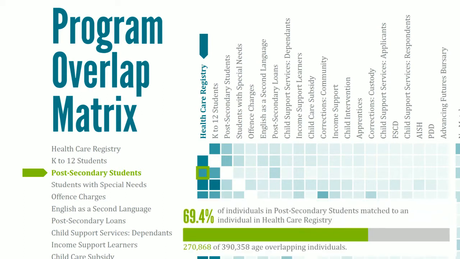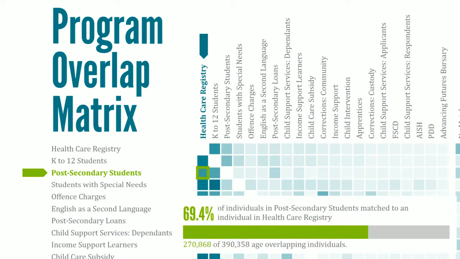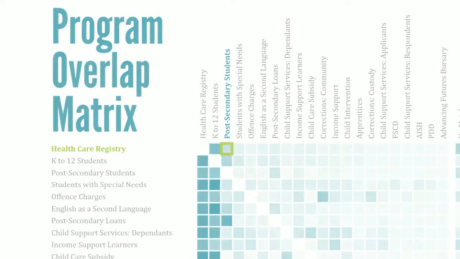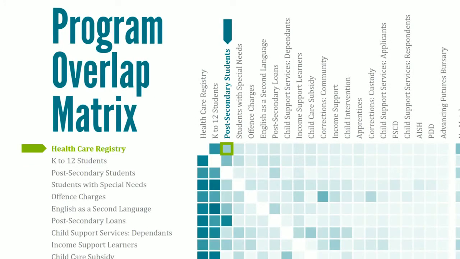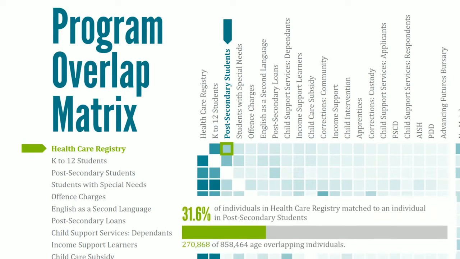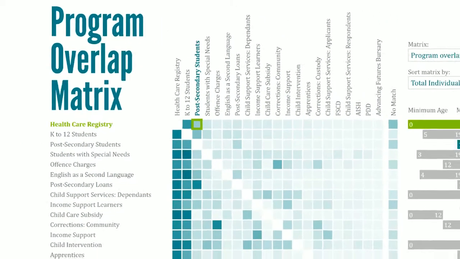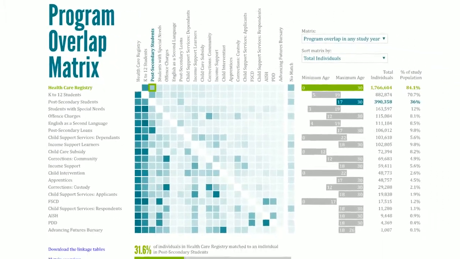For example, the cell for the post-secondary students row and the healthcare registry column represents the proportion of post-secondary students who were in the healthcare registry. We can also look at that program overlap the other way. The cell for the healthcare registry row and the post-secondary students column represents the proportion of healthcare registrants who were post-secondary students.